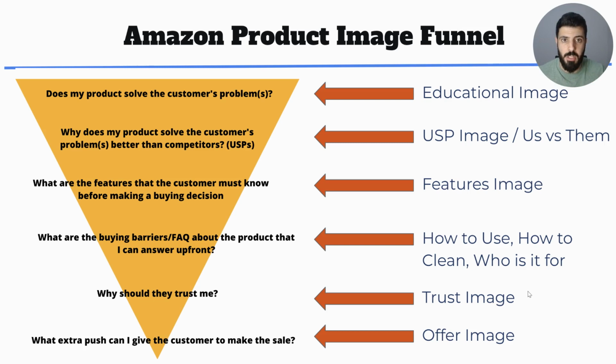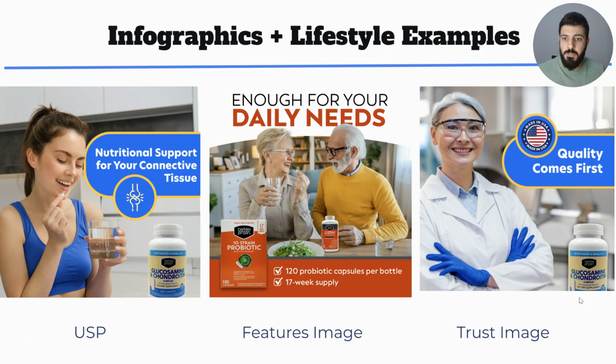You can add an offer image. So here are a few examples of these images. On the left side, you will see the USP image. It's an image showing somebody, the target audience, using the product. You have an icon, so it shows that it acts on the bones, and then you have actually connective tissue, so connecting the bones. And then you have a text, and you also have the photo of the product. So this is a USP image.